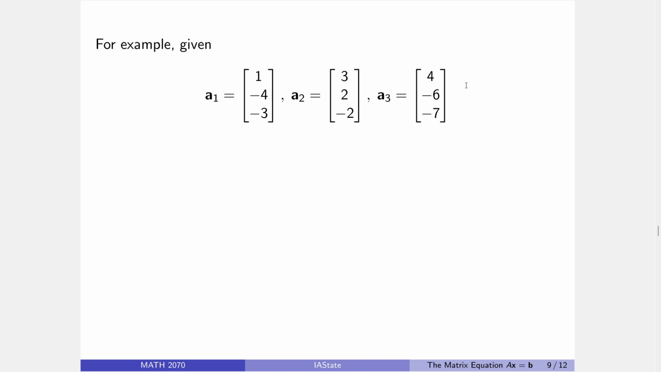So for example, if I give you this list right here, 1, negative 4, negative 3 for our first vector, 3, 2, negative 2 for a2, 4, negative 6, negative 7. Here I have 3 elements of R3. Do these span or not?